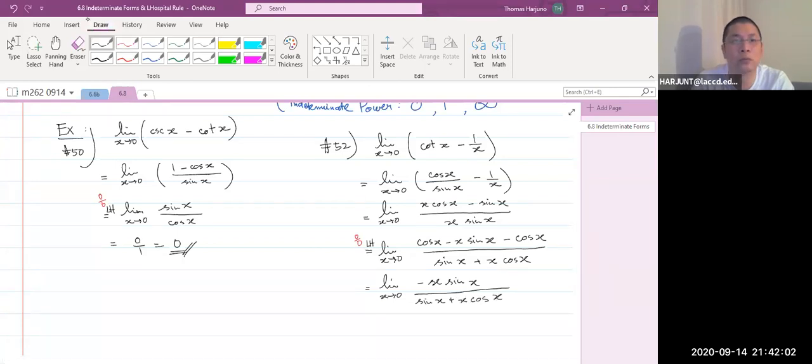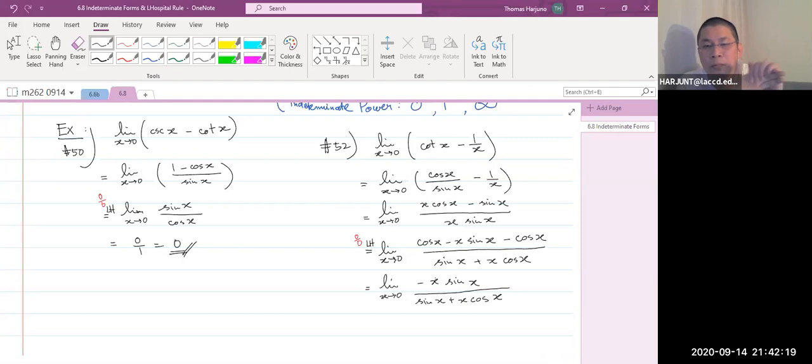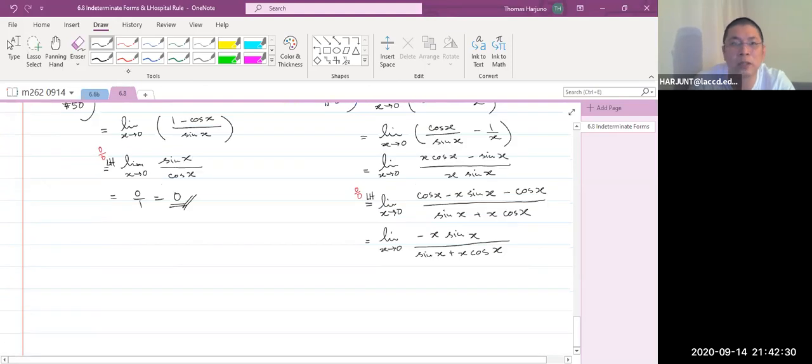Uh-oh. What do you think I should do from here? I don't think I can simplify this further. I will do L'Hopital's rule again because this is still 0 over 0.